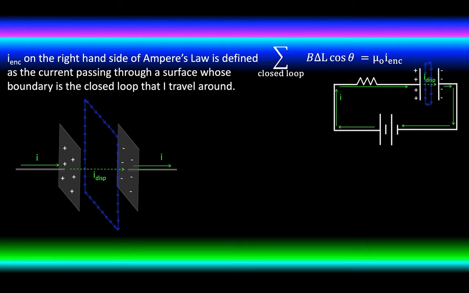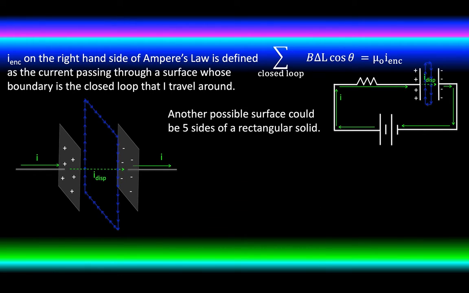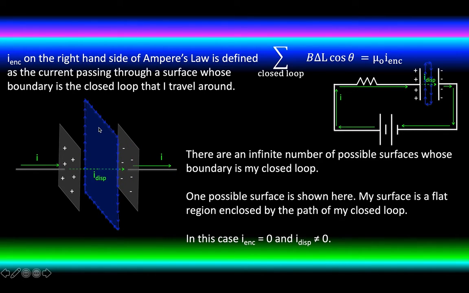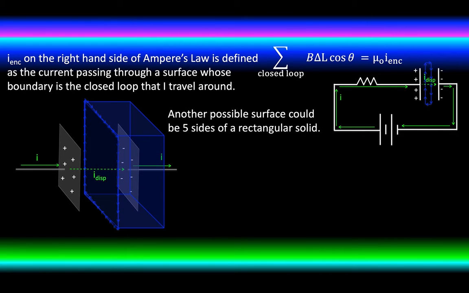But what if I want to be cheeky and choose a different surface? As long as the boundary is defined by the path I walk, I'm allowed to choose a different surface. What if I choose a surface that looks something like this? Now the surface is 5 sides of a rectangular solid, and the boundary is still the path I walk. Previously, this was the surface. Now that side is empty, but I have the 5 other sides of a rectangular solid.